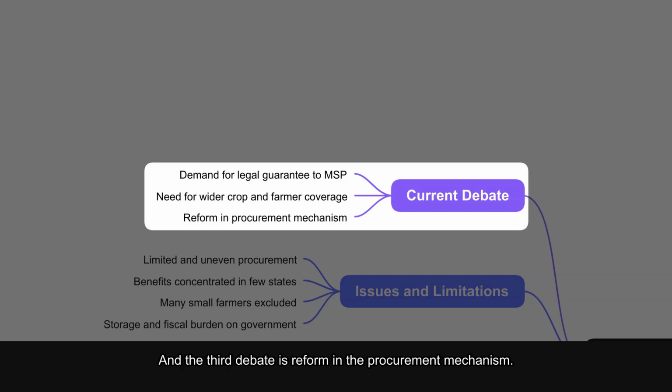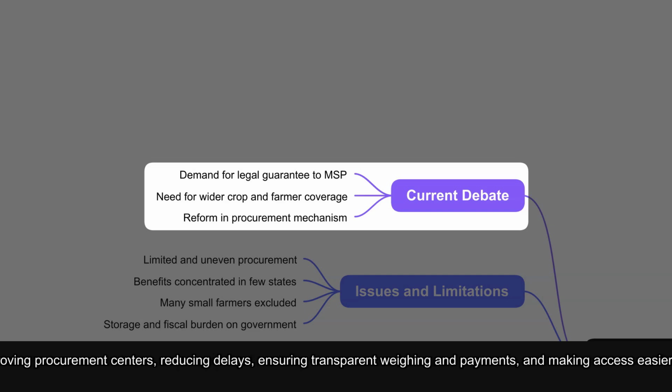And the third debate is reform in the procurement mechanism. This includes improving procurement centers, reducing delays, ensuring transparent weighing and payments, and making access easier for small farmers.